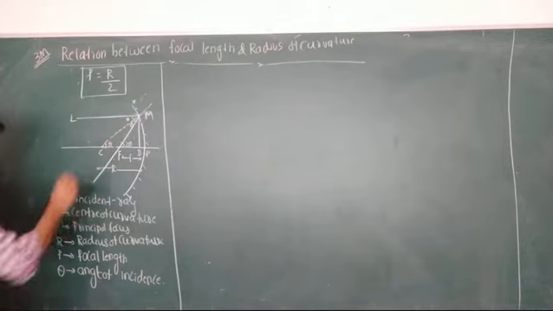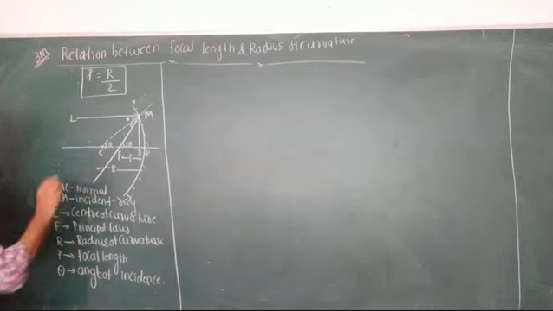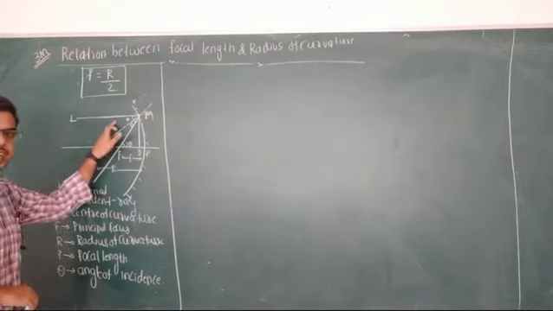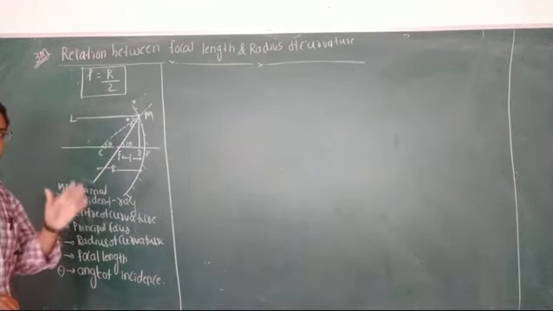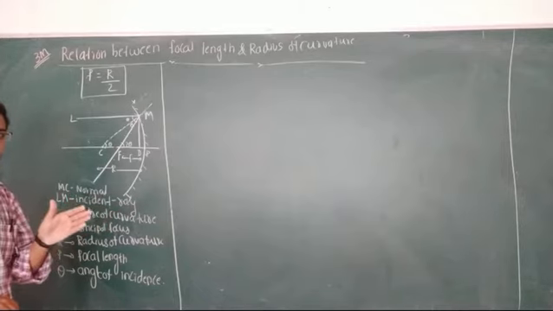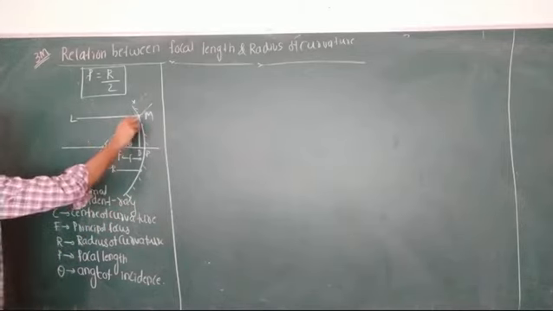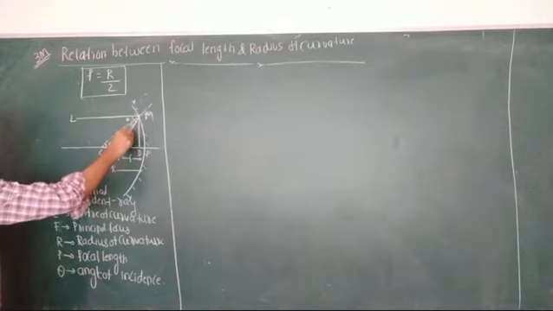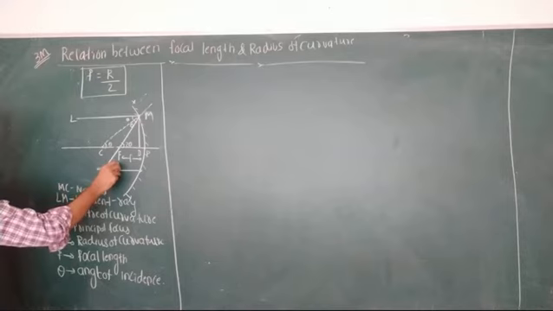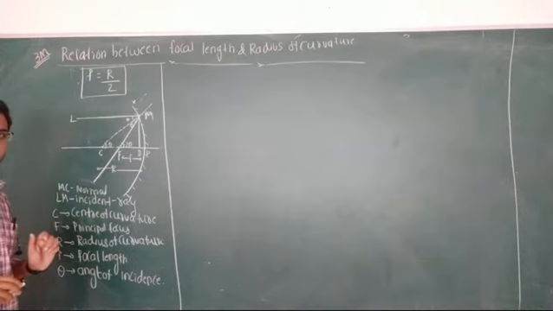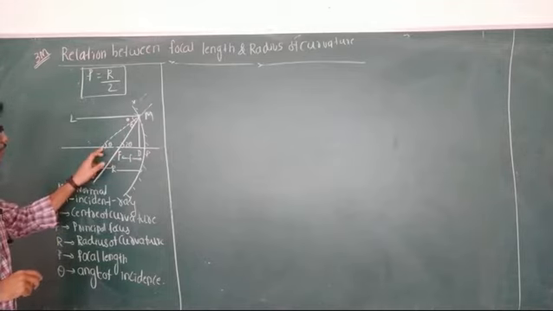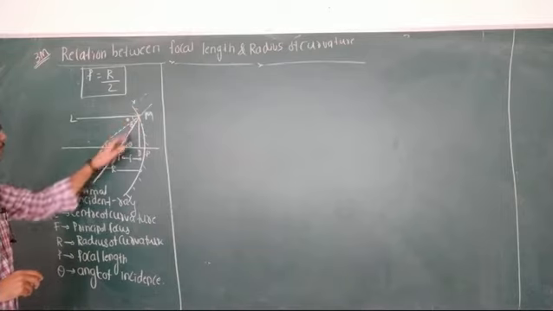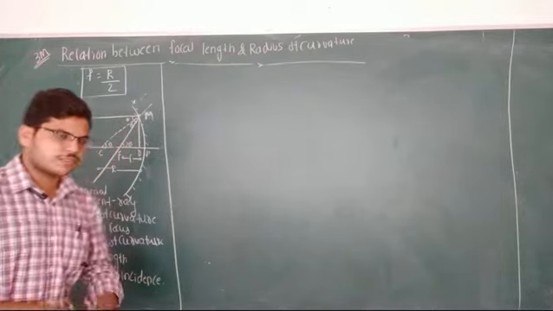Therefore MC is normal. Let theta be the angle of incidence. From the law of reflection, we know that the angle of incidence is equal to the angle of reflection. Therefore it is reflected by angle theta. After reflection, it is passing through the principal focus of the concave mirror on the principal axis. Is it clear? CM is the normal and after reflection it is passing through principal focus F.